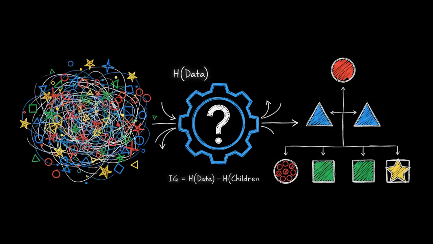So, if there's one thing to take away from all this, it's this. Decision trees are not magic. They're really just a clever, automated process for finding the most powerful questions to ask. They use the math of entropy and information gain to find order in all the chaos.